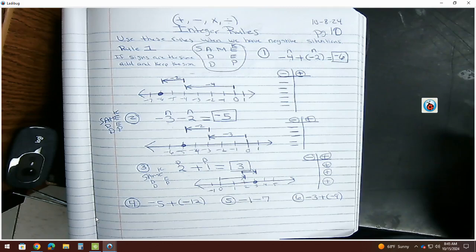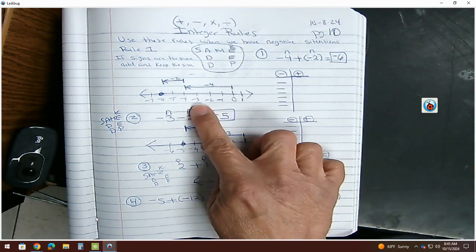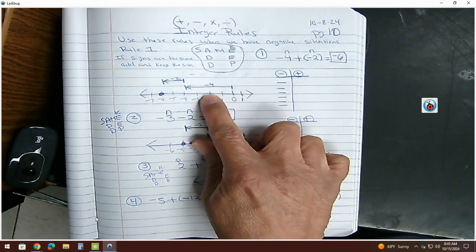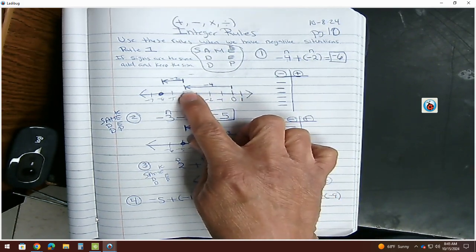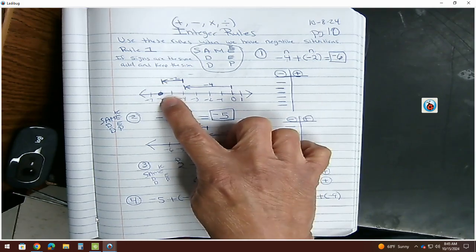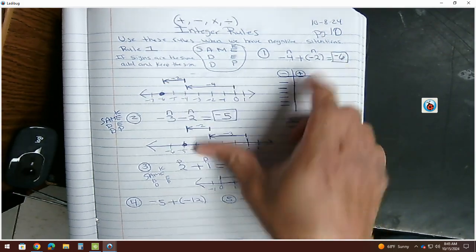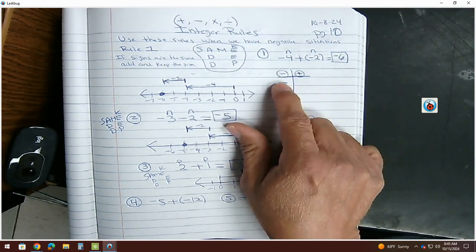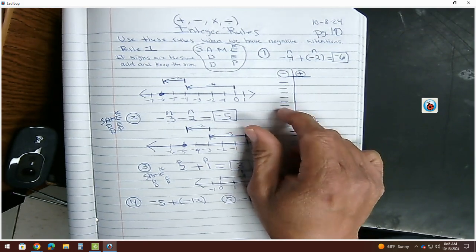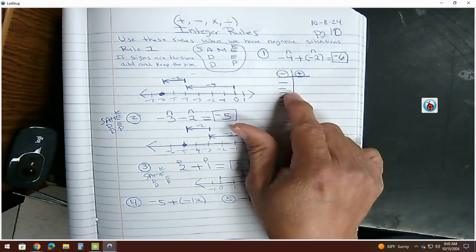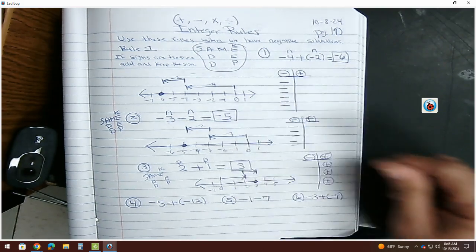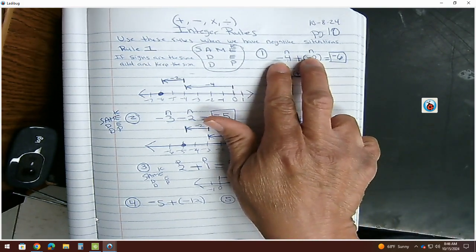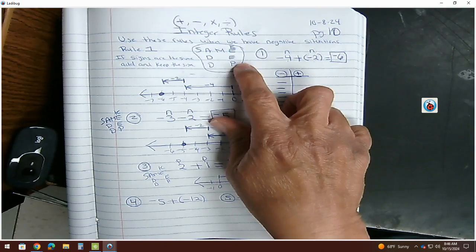Then to prove that this rule works, I use the number line. Starting from 0, first we lost 4. 1, 2, 3, 4. Then we lost 2 more, 1, 2, and I ended up at -6. That's why the answer is -6. I also use integer chips. We had 4 negatives and 2 negatives. That's a total of 6 negatives. That's rule number 1. When the signs are the same, I add and keep.